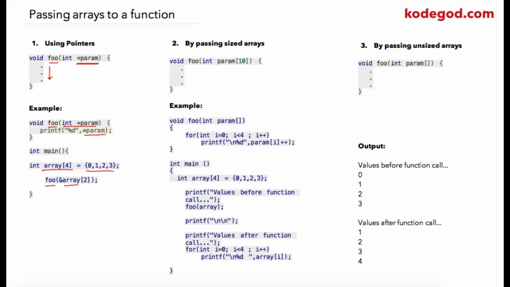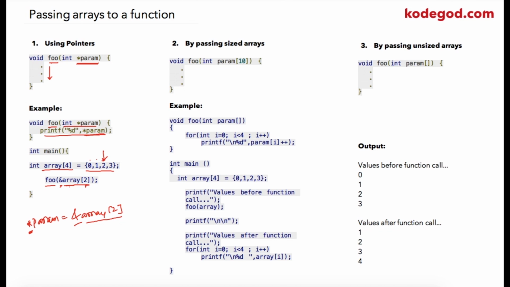Here, notice that I am passing the address of array element 2, that is the second position: 0, 1, 2. The address location of this array element will be passed. Once the call is made, *param, which is my integer pointer, will be pointing to this location. So indirectly it is something like *param = &array[2]. We can read it as the value at the address location of array[2], which is 2. So the output will be 2. This is how we can pass single array elements to a function.